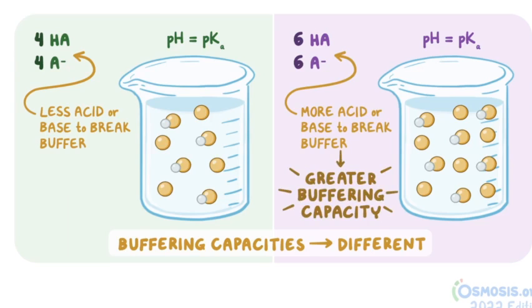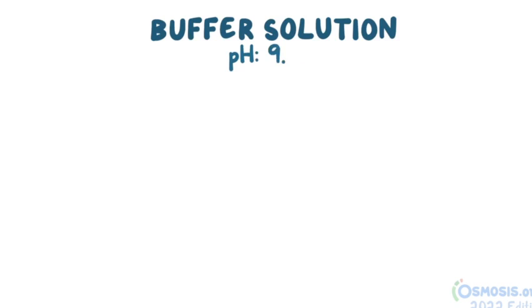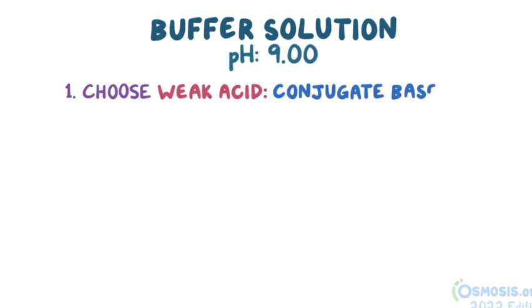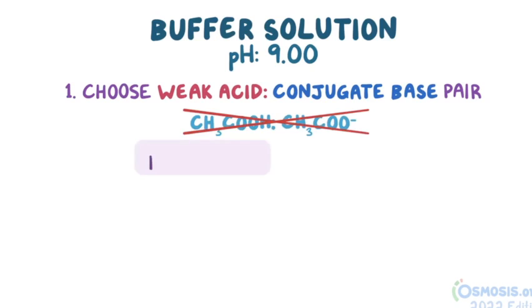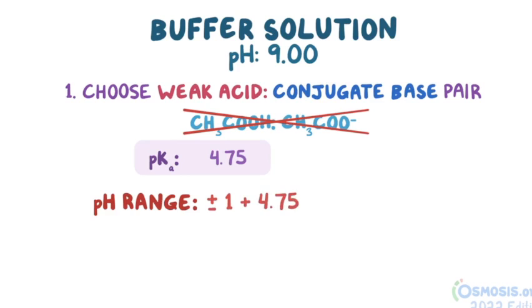Now, let's use what we've learned about buffers to make a specific buffer solution with a pH of 9. The first step is to choose a good weak acid conjugate base pair. An acetic acid acetate buffer would not work because the pKa of acetic acid is 4.75. So the effective pH range of the buffer is, like we learned, plus or minus 1 from 4.75, so 3.75 to 5.75.